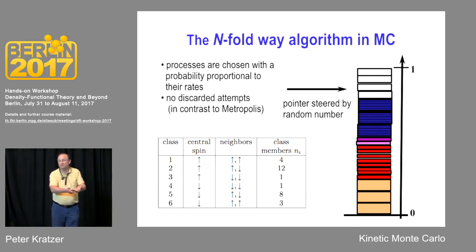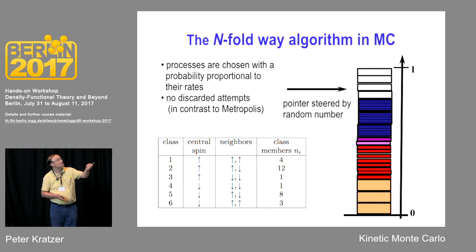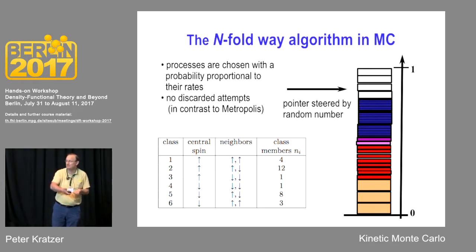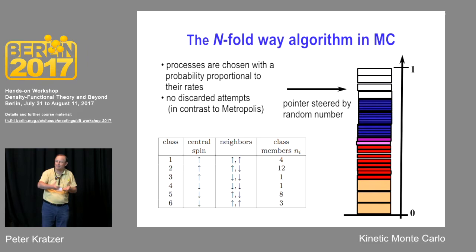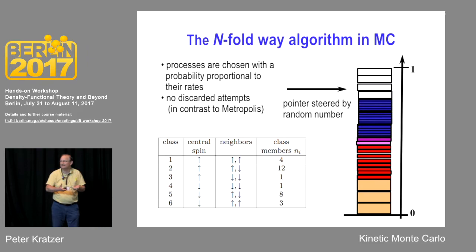And now you draw a random number. The random number steers a pointer and selects one of these moves. So if the random number points here, then you would execute class 1, and one of the spins falling in class 1 is flipped. And this is the way you generate your new configurations. In this way, you generate each configuration with the right probability, because the thickness of these bricks here is proportional to the probability of doing the flip. So in this way, you don't need to reject anything. You can do the simulation without rejecting.